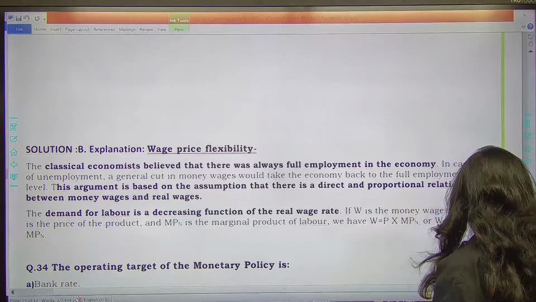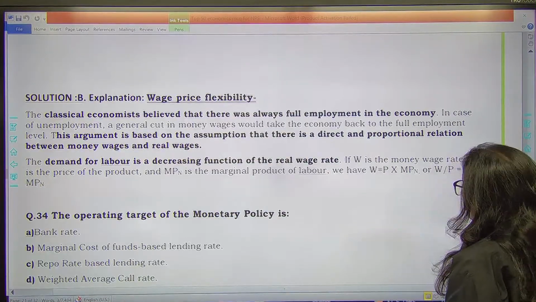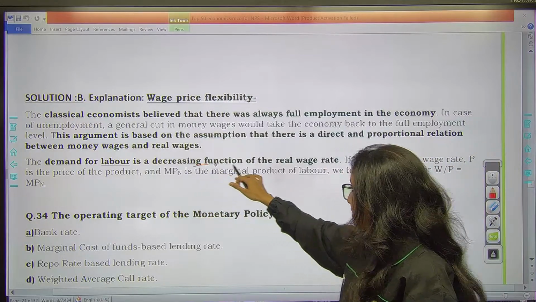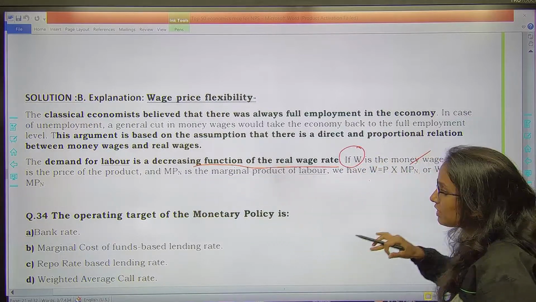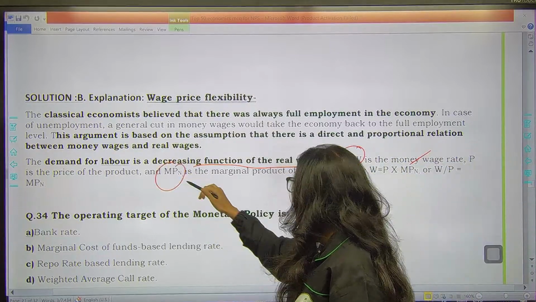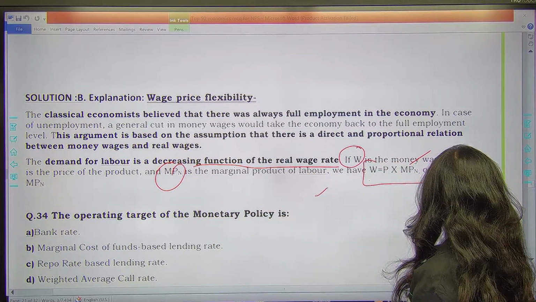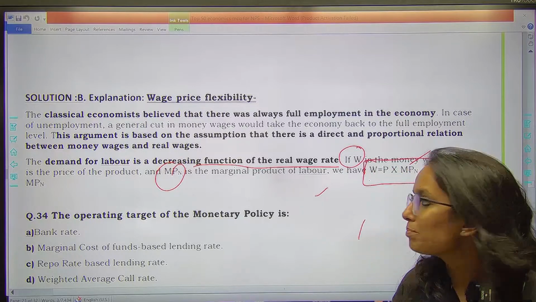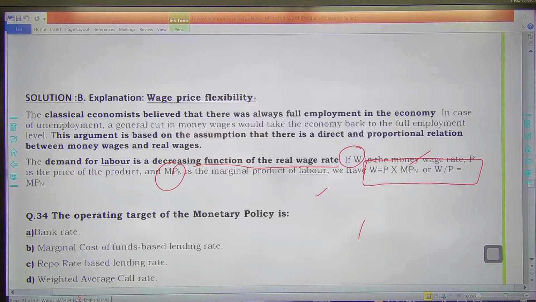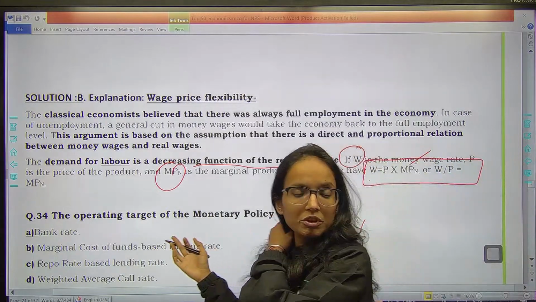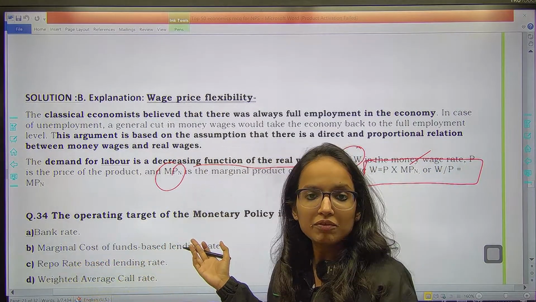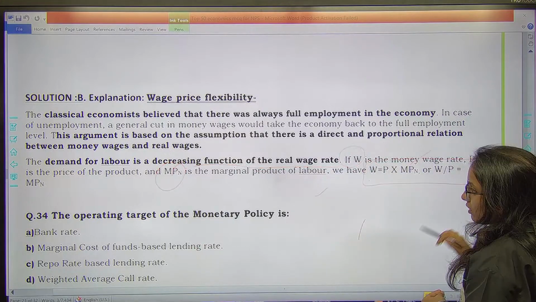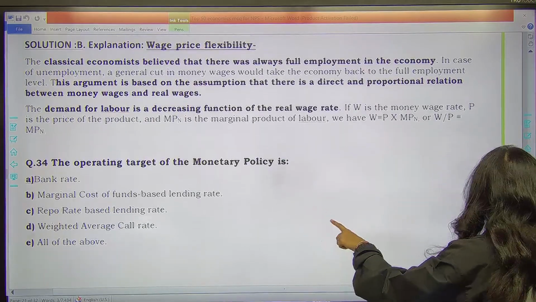So if you look at this formula, if you remember the concept, demand for labor is a decreasing function of real wage rate, where W is the money wage rate, P is the price of the product, MPN is the marginal product of labor. So W is equal to P into MPN, or W upon P is equal to MPN, right? And they have always believed in wage price flexibility. Remember, in one of the previous questions I discussed with you that wage price flexibility belongs to the classical model.